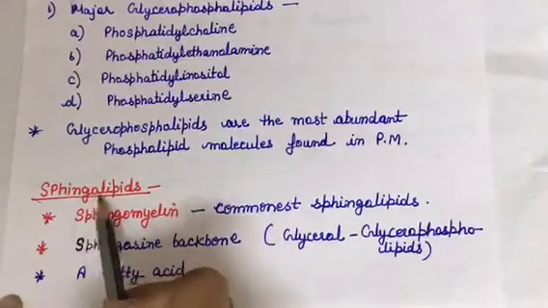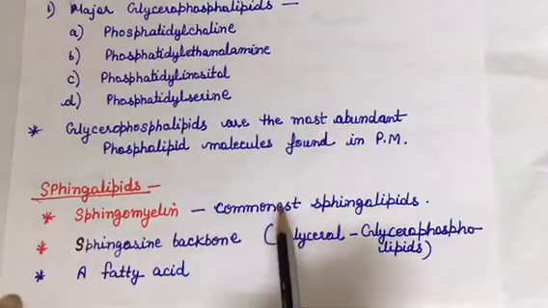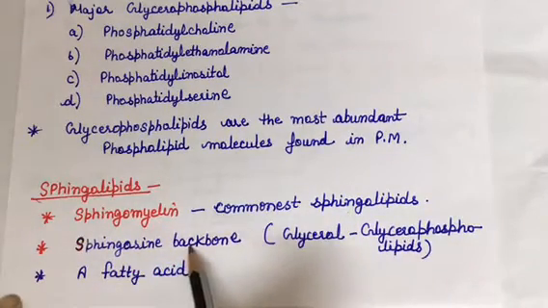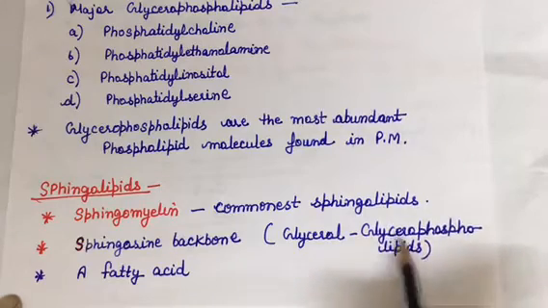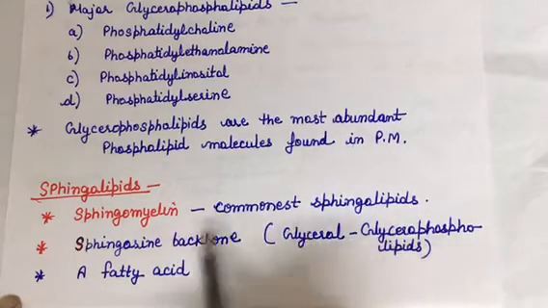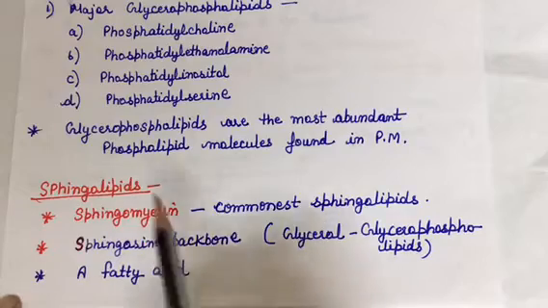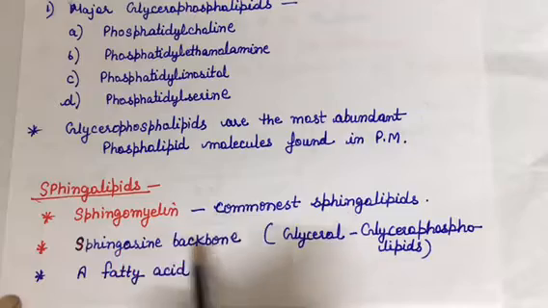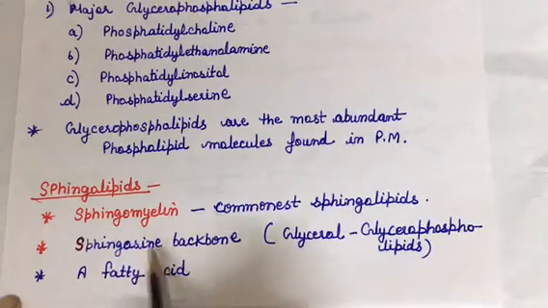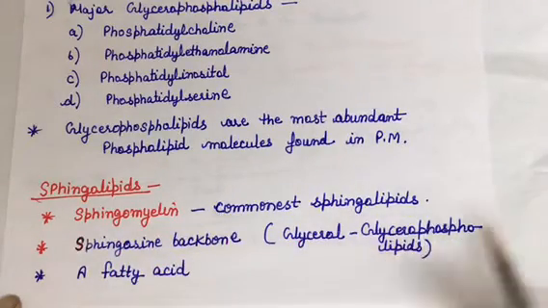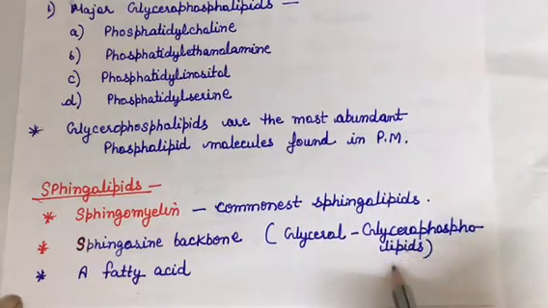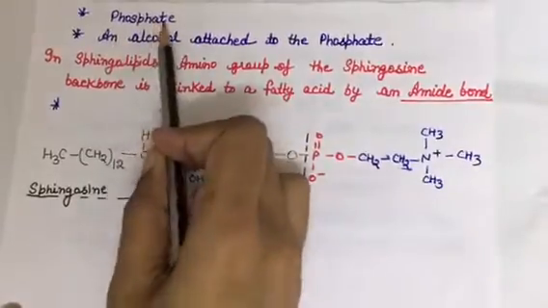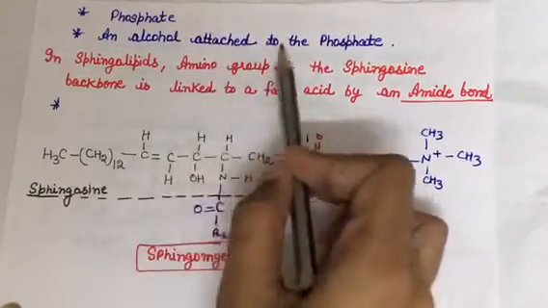Now let's talk about sphingolipid myelin. This is the commonest sphingolipid. They have a sphingosine backbone, whereas glycerophospholipids have a glycerol backbone. Basically they have two fatty acids. One is coming out of this sphingosine backbone, and one is attached to this sphingosine backbone, just like the glycerophospholipids, where two fatty acid chains are attached to the glycerol backbone. They have a phosphate also and an alcohol attached to the phosphate.